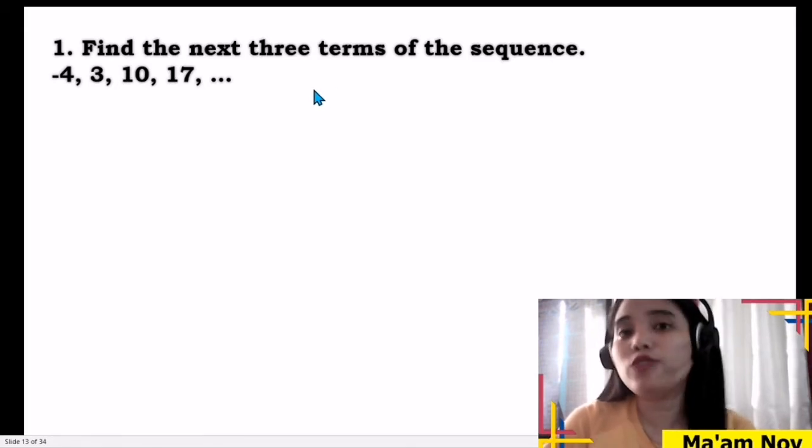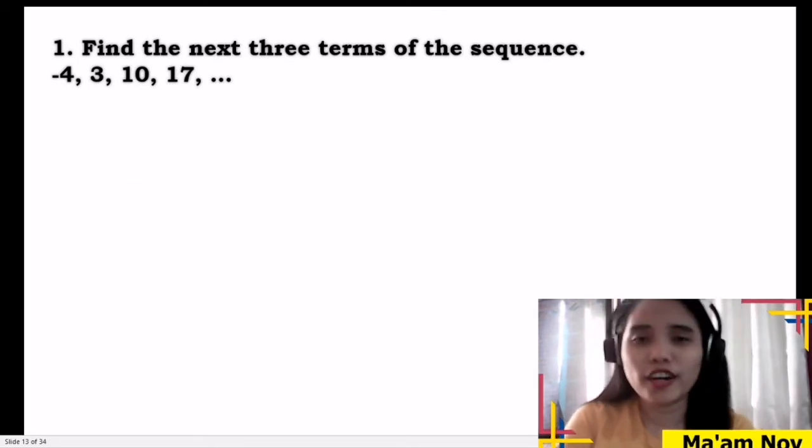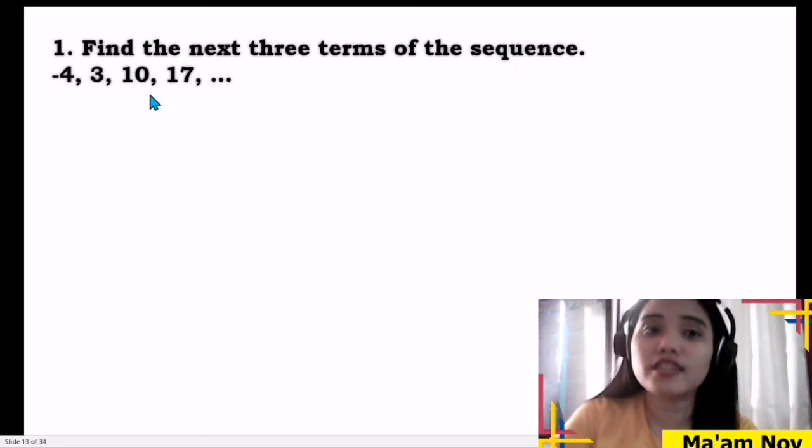First, identify muna natin, ano ba ang first term? That's right, negative 4. Next, identify natin, ano ba ang common difference? 3 minus negative 4 is 7. 10 minus 3 is 7. 17 minus 10 is 7. So, ang common difference is 7.